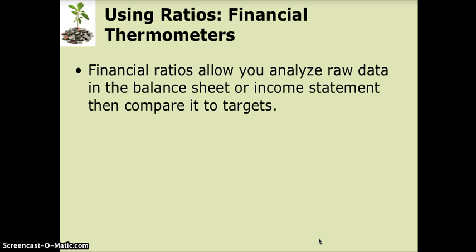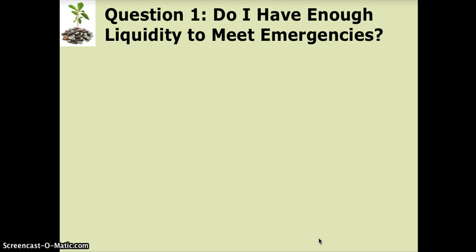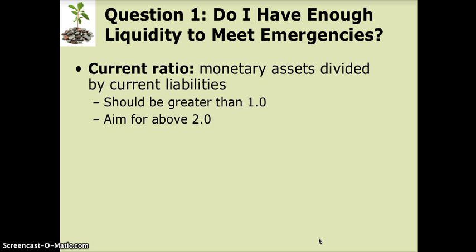Financial ratios are really important, and you'll be using financial ratios as part of your financial plan project. One of the ratios is called the current ratio. The current ratio takes your monetary assets, your liquid assets like cash in the bank and investments, divided by your current liabilities. So if you have $100 of cash in the bank and you owe $50 in a current liability, your current ratio would be 2, because 100 divided by 50 is 2. And that's good. If you have a current ratio that's less than 1, that means that you owe more money over the short run than you have in cash.